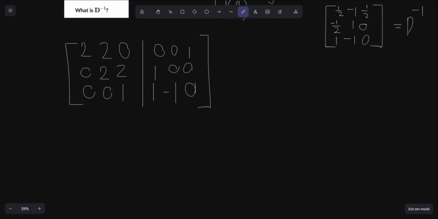What else can we do? I guess we can divide the second row by 2, or multiply it by 1/2. So if I multiply this by 1/2, this is just 1, 1, 1/2. And now if I subtract these two rows, I'm going to get negative 1/2 here. That's going to be positive 1. And then on this side, you're just going to get 0, 1, 0. So let's put that in right up here.